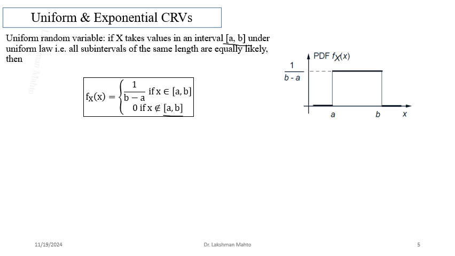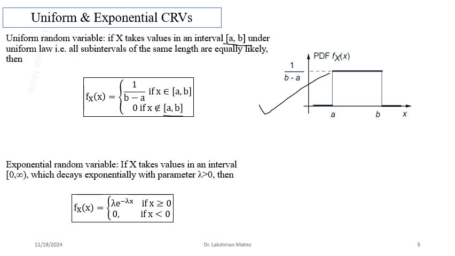What does it mean? It has the same height. What is the height? 1 by b minus a. And outside the interval a, b, it has 0 height. Why? Because there is no density of points. Points are not distributed outside a, b, so the density is 0. So this is a plot of the uniform density.